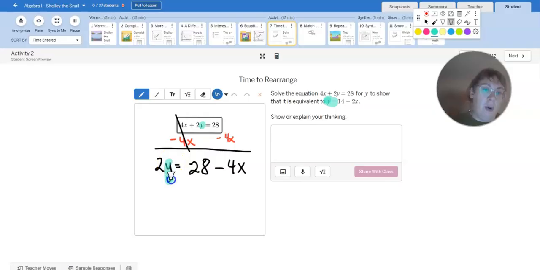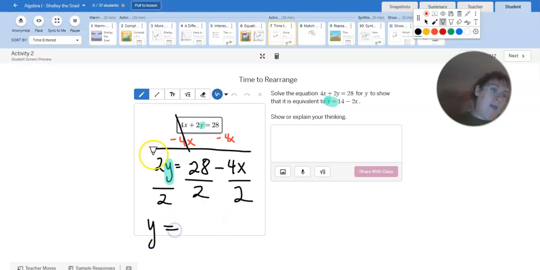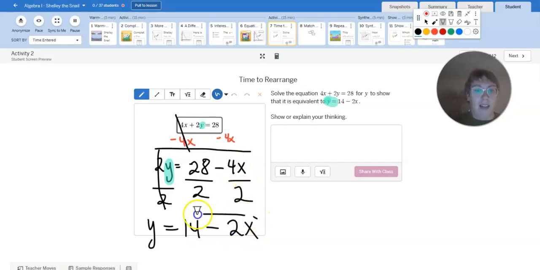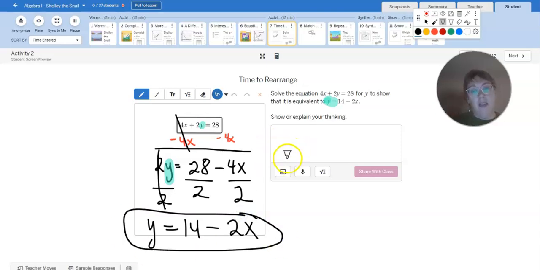We're still trying to get y alone, so we're going to get rid of that 2. It is being multiplied, so we're going to divide by 2. And we get y equals, 2 divided by 2 cancel, 28 divided by 2 is 14, minus 4 divided by 2 is 2x. And there we go. So feel free here to show the steps, explain your thinking, or you can put, work on whiteboard if you did your work on the whiteboard.